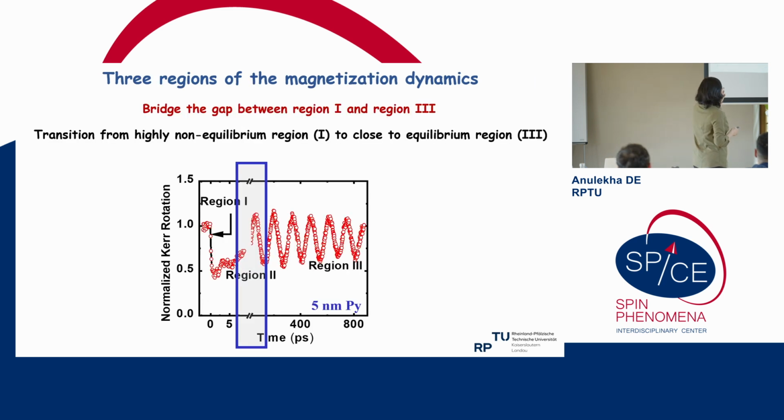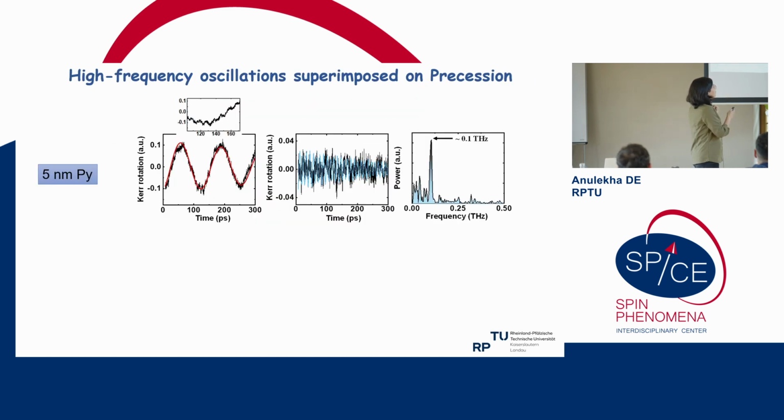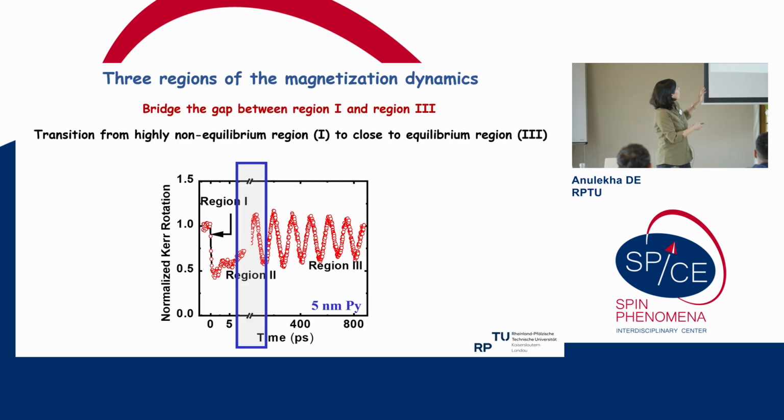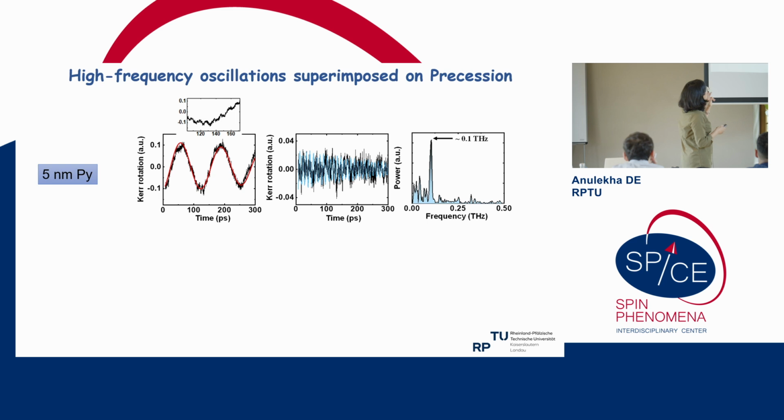After that, we are interested in seeing what happens between region 1 and region 3, because region 1 is the highly non-equilibrium region created by the laser pulse, and region 3 is close to the equilibrium region. How does the transition occur from this highly non-equilibrium region to the close to equilibrium region? For this, we have taken the time resolved data up to the first few hundreds of picoseconds with a much higher temporal resolution.